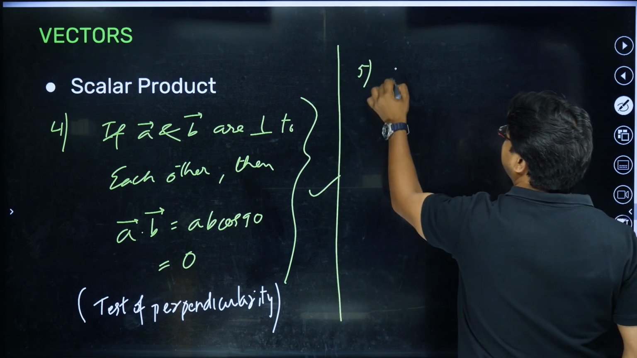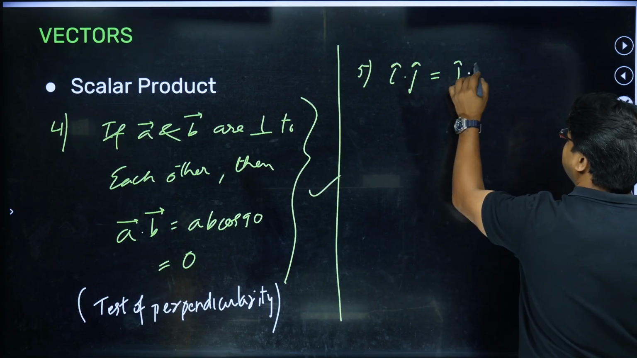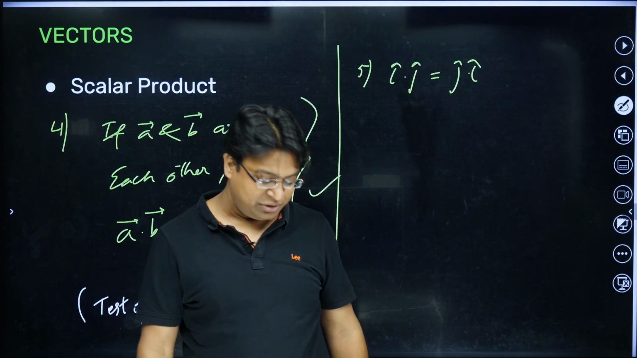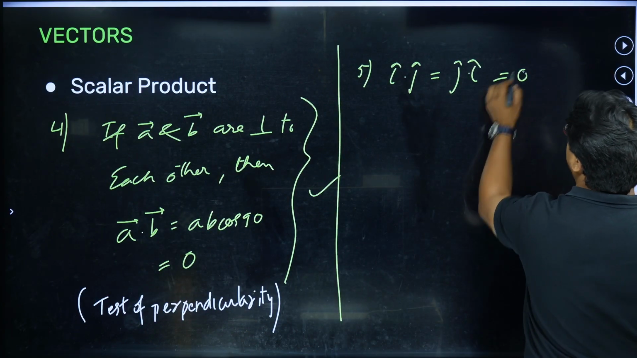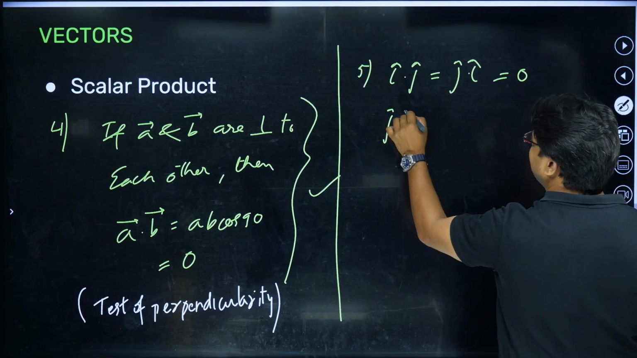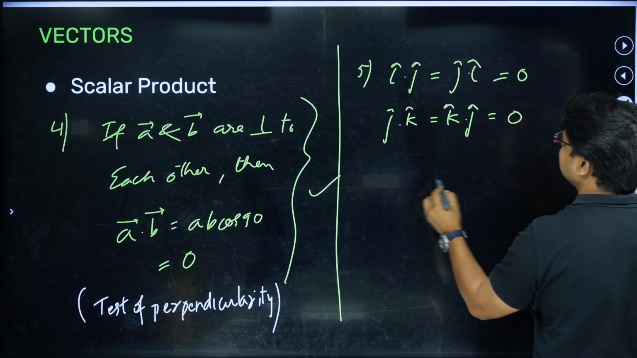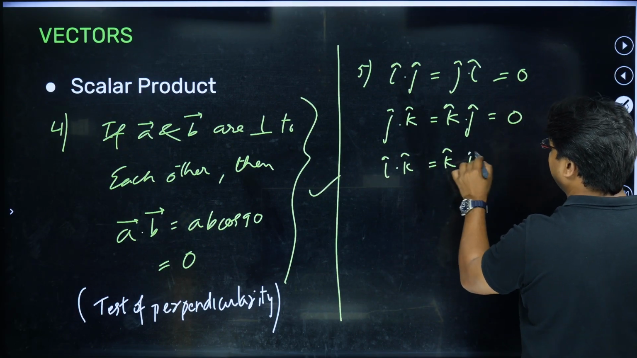Suppose I want to take i dot j. Now remember, i dot j would be the same as j dot i because of the commutative property. But i and j are perpendicular to each other, and therefore i dot j would give me a 0. Similarly, j dot k, they are also perpendicular to each other, so j dot k would also give me a 0, and i dot k and k dot i will also give me a 0.